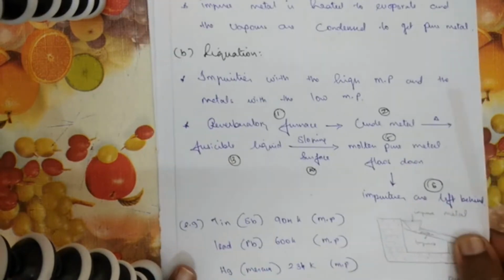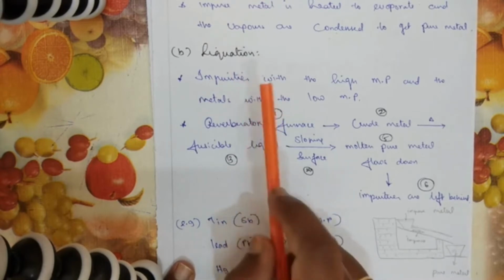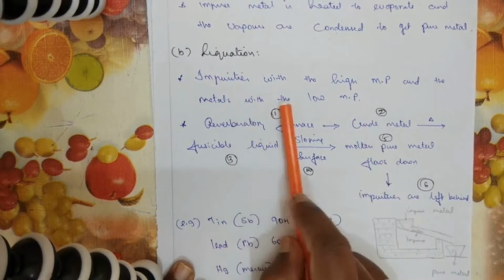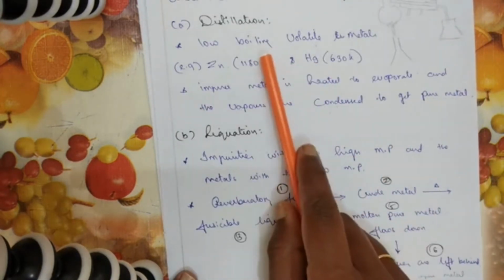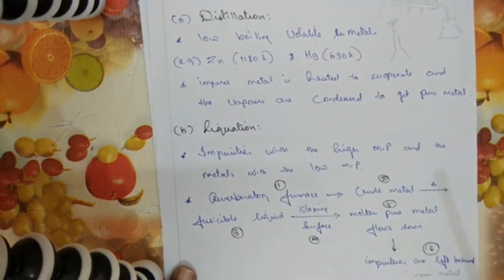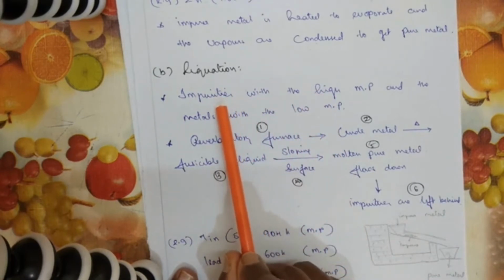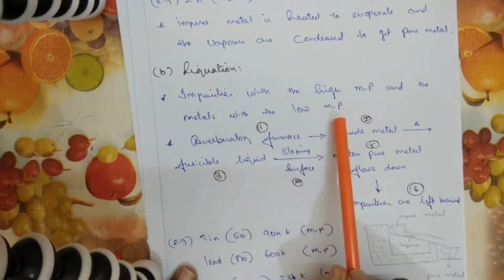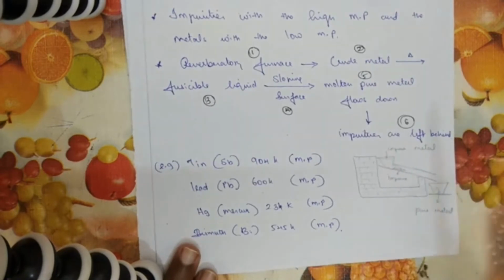Now we move to the second type, that is liquefaction. Here, the impurity should have a high melting point and the metal should have a low melting point. The condition is that distillation is suitable for low boiling volatile metals, while liquefaction is suitable for those crude metals in which impurities have a high melting point and the metal has a low melting point. I'll just try to show you a small diagram of it.